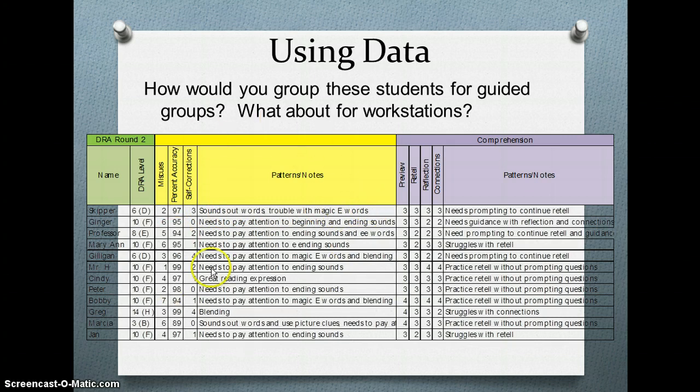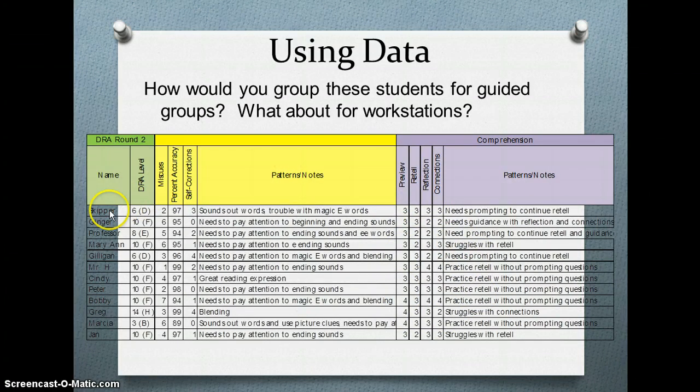So this yellow is all about their decoding and word recognition, whereas the purple columns have to do with comprehension. So how they do with the preview, the retell, the reflection, the connections, and then patterns or notes. And this is a 1 through 4 score, where 4 is the highest.